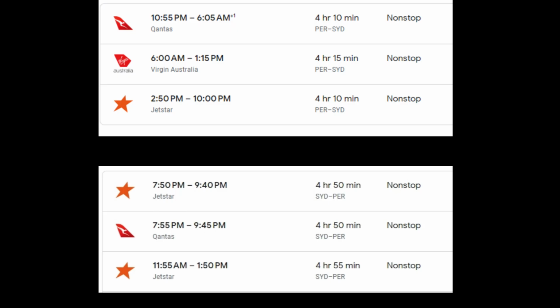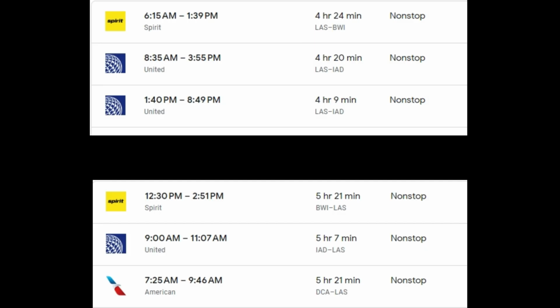And so for Perth to Sydney, the average flight time for both directions is around about 4 hours 35, giving an average speed of 720 kilometres an hour. And the average for both directions of Las Vegas to Washington is about 4 hours 47, giving an average speed of about 700 kilometres an hour. So they do come out at around about the same sort of distances and the same sort of speeds.